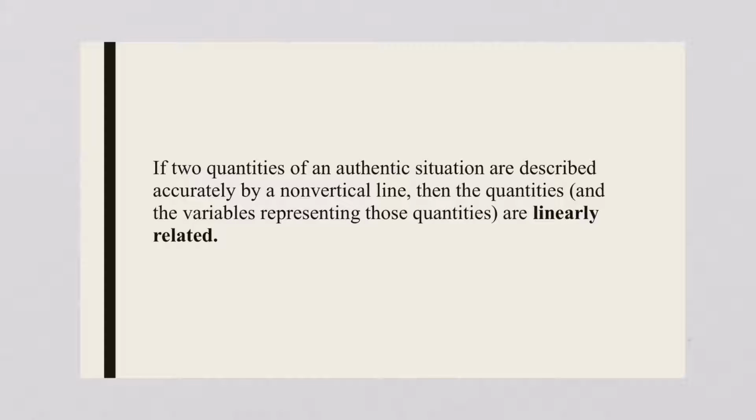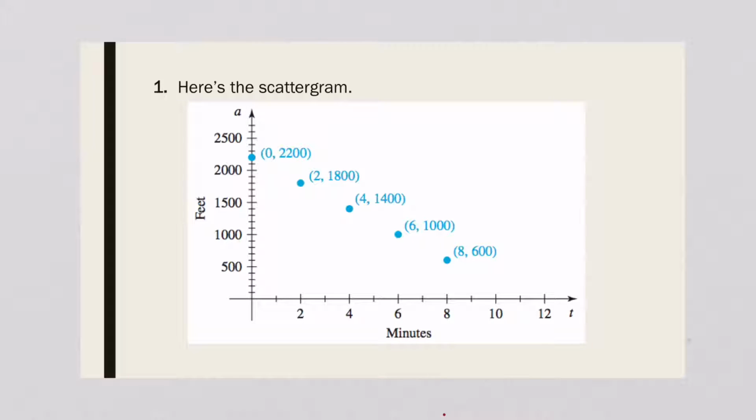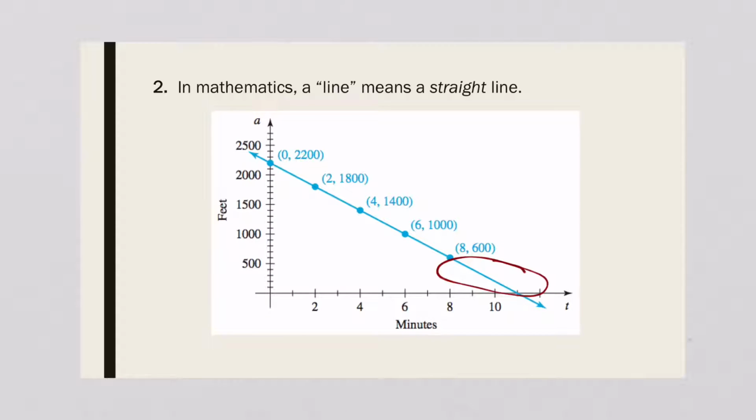Okay, so read through this real quick. If the dots line up to be a line, then we say that they are linearly related. So check this out. Then what we did before is we created a model of that situation by doing the dots and the line. That's your model right there.